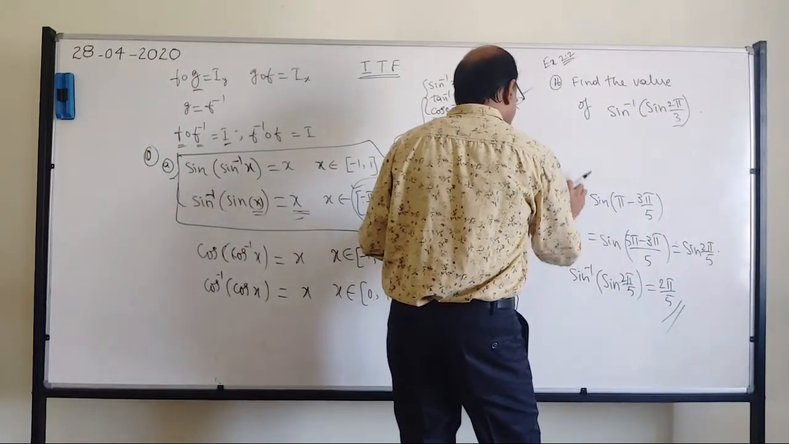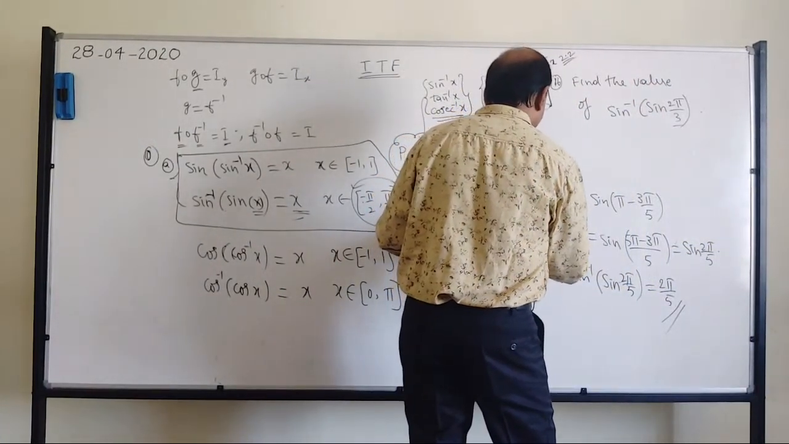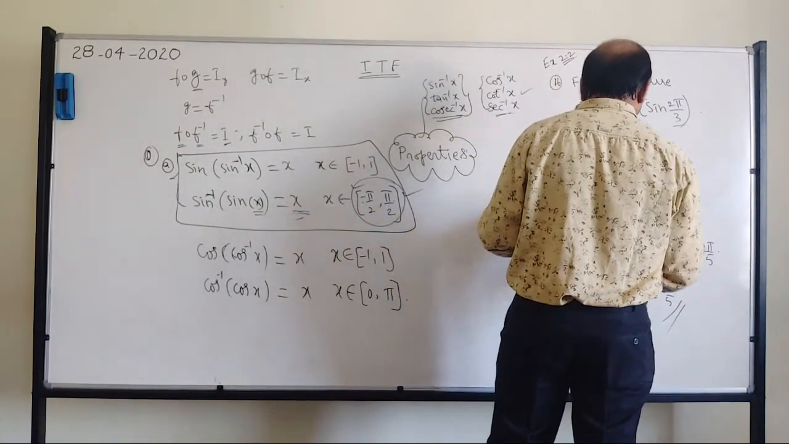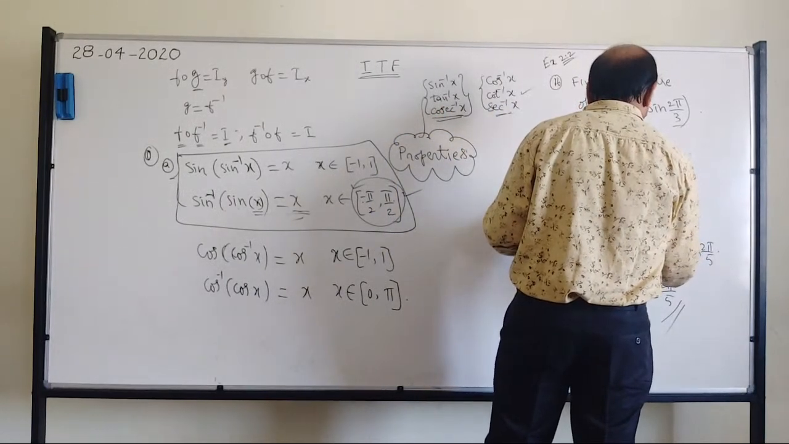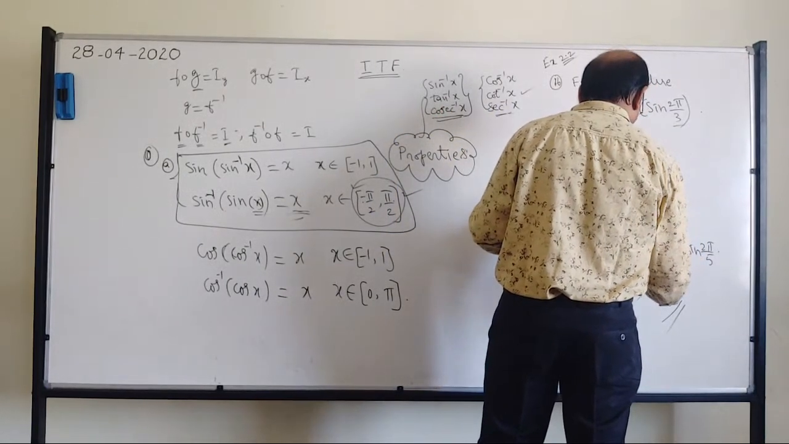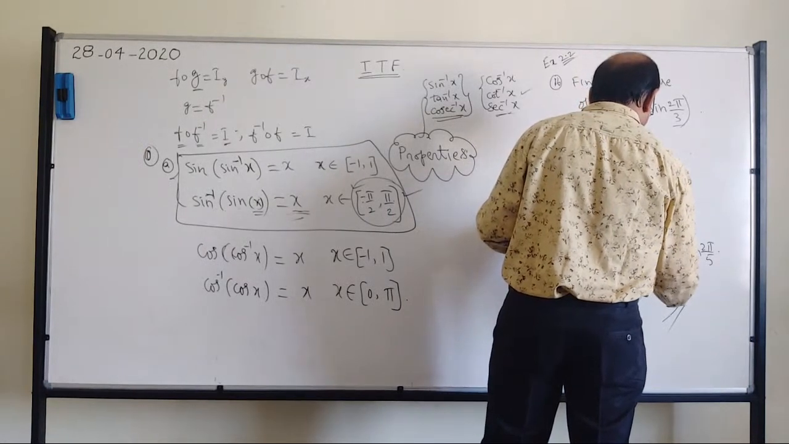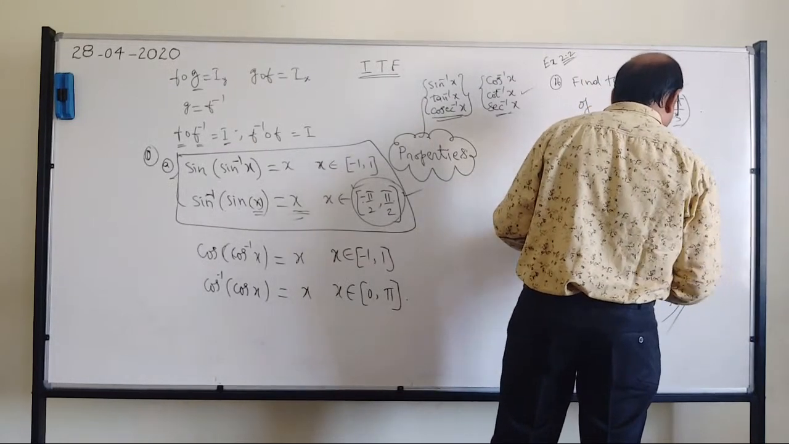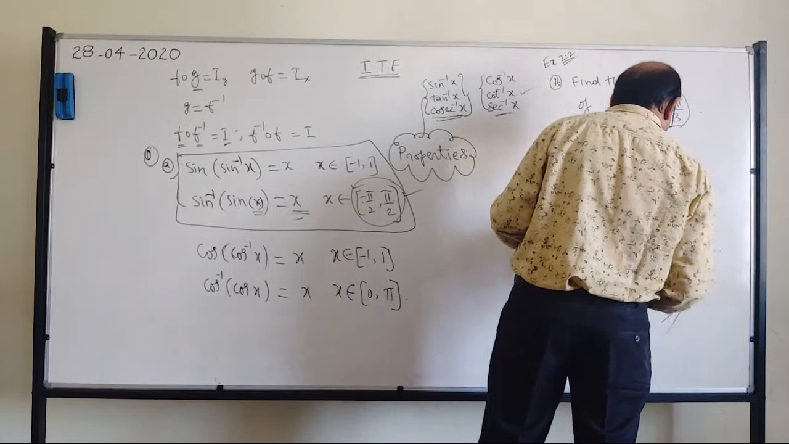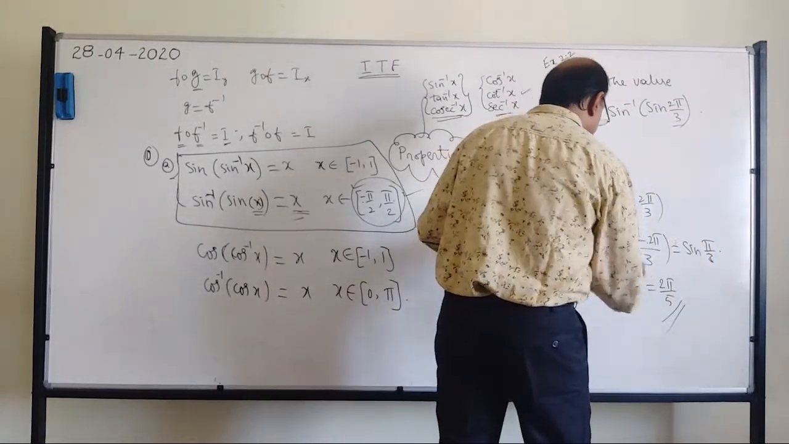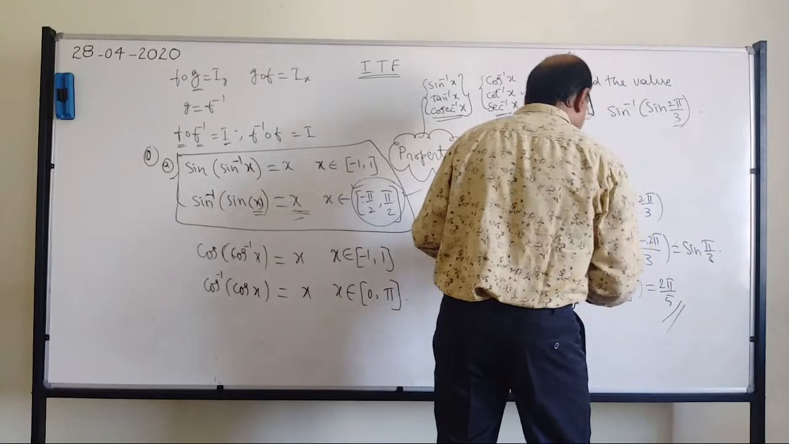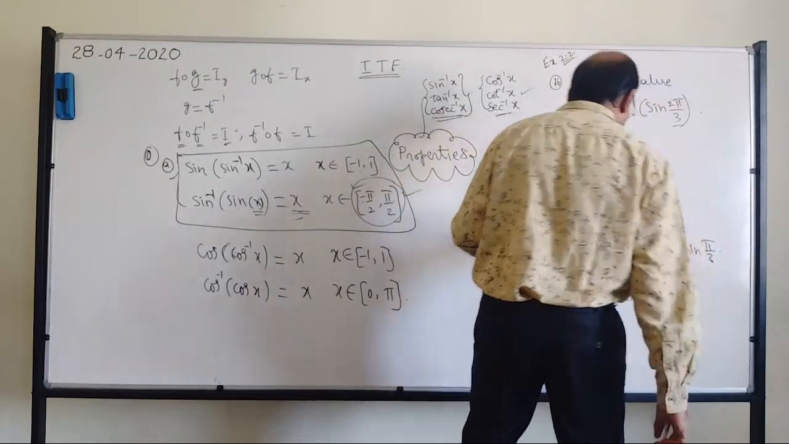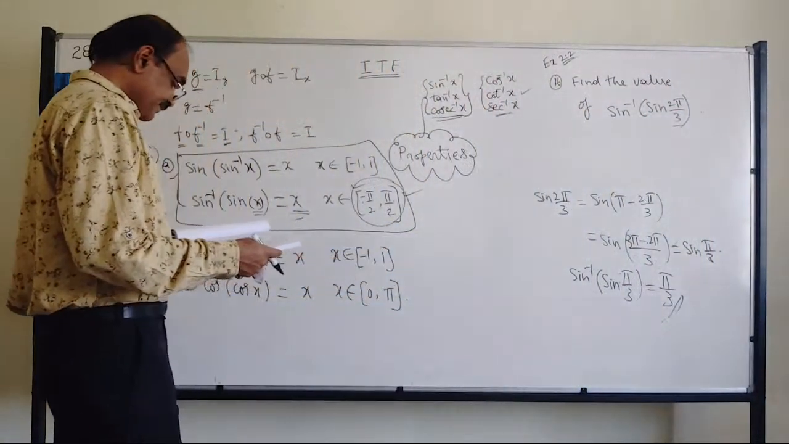You try to write sine 2 pi by 3. Sine 2 pi by 3 is also more than 90, so you will write pi minus 2 pi by 3. What is pi minus 2 pi by 3? 3 pi minus 2 pi divided by 3. That comes to sine pi by 3. So now you can write 2 pi by 3 as pi by 3. Now you can apply the same property. You get pi by 3, which is less than 90. Done. Next.